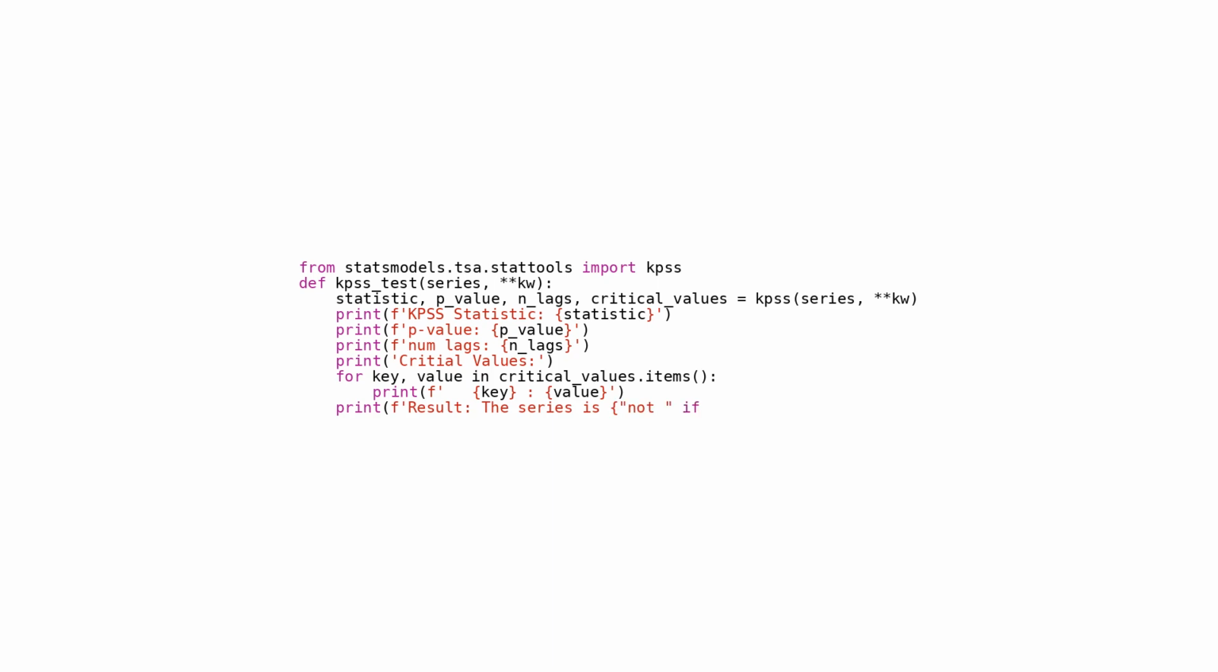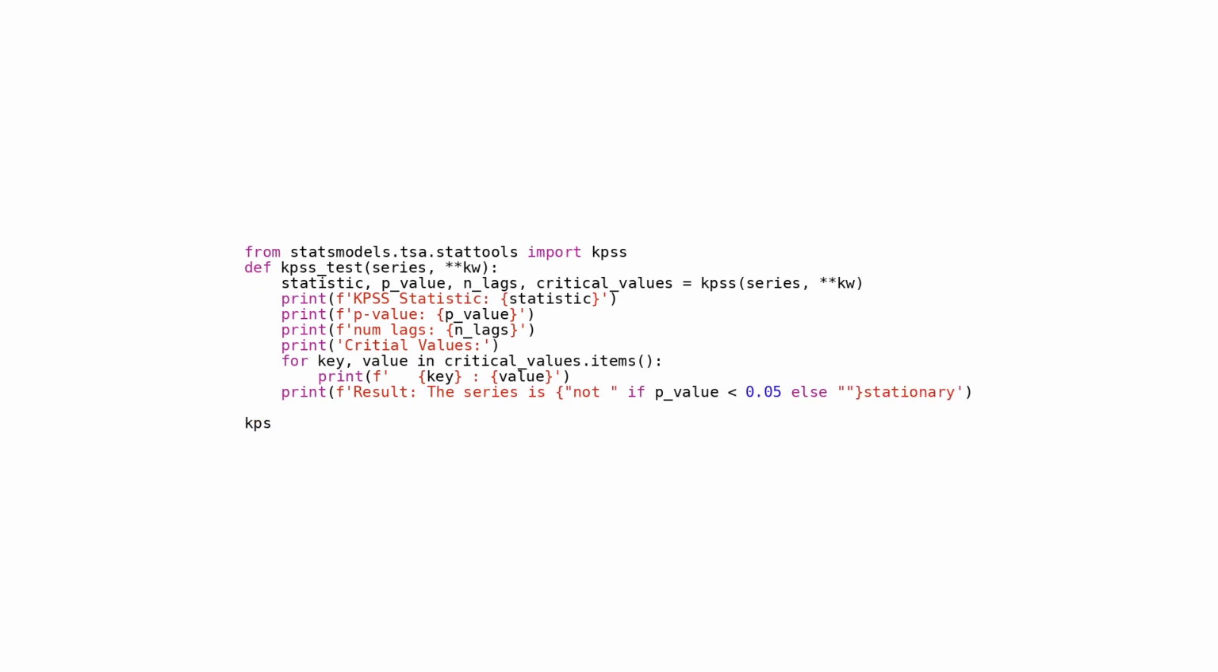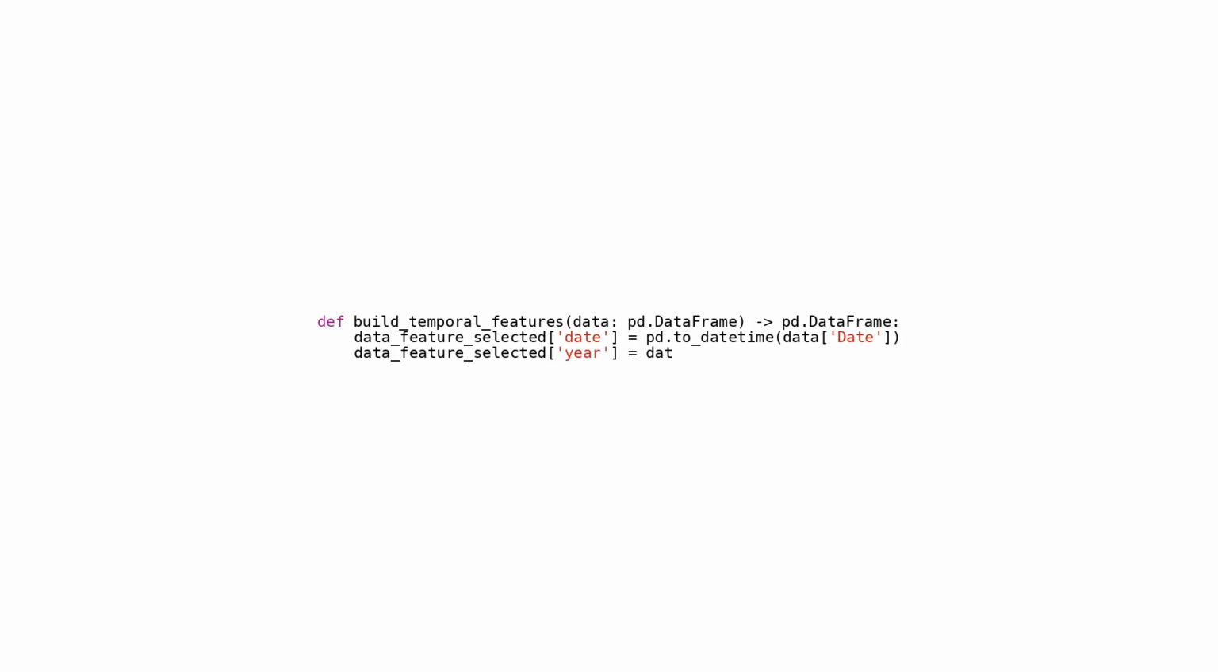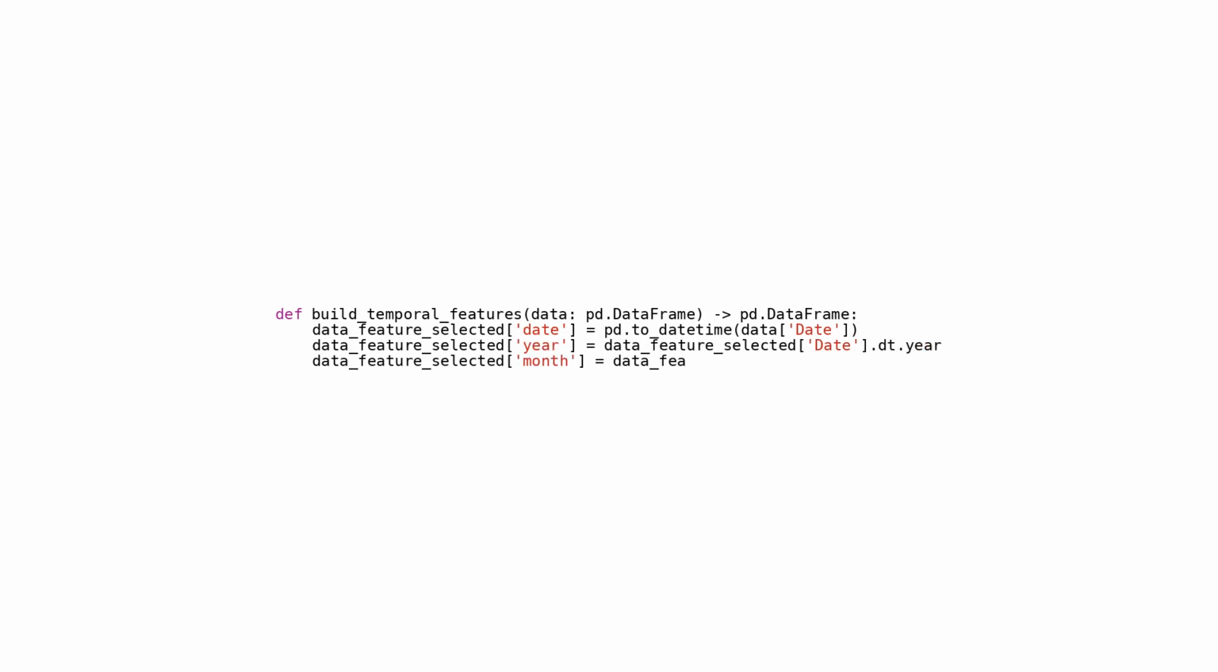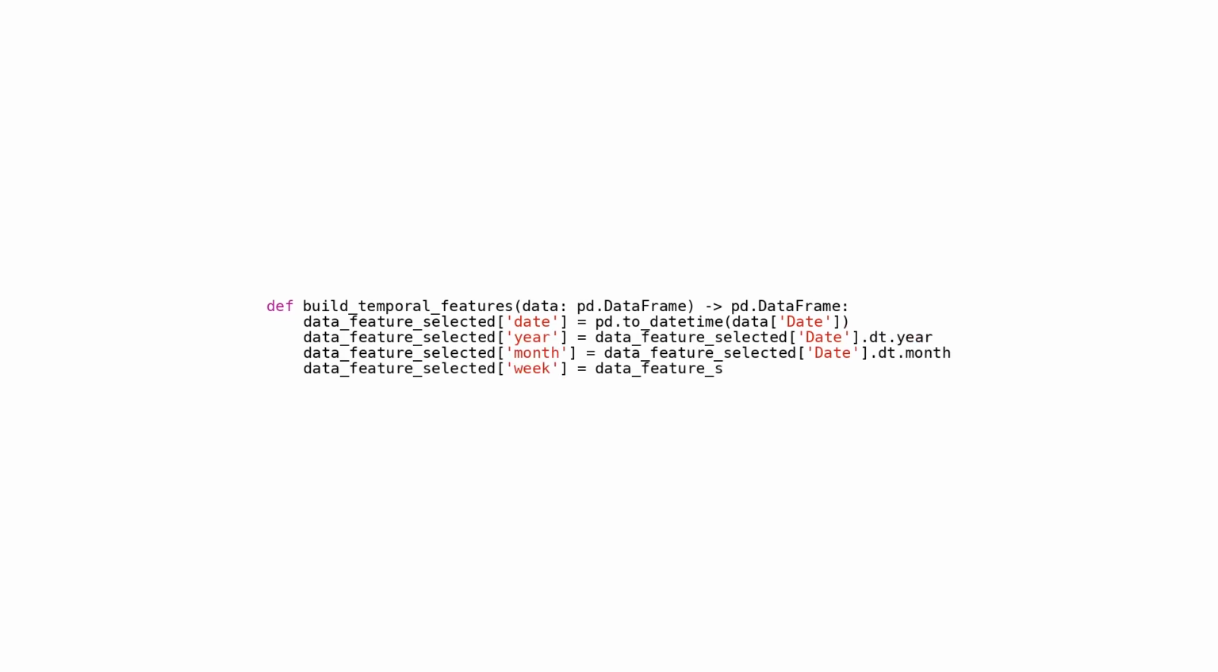A conclusion is provided based on the p-value, with a value below 0.5 indicating non-stationarity and a value equal to or greater than 0.5 suggesting stationarity. The provided code example assumes that the input is a univariate time series from a specific column in a data frame. This Python function, build temporal features, takes a pandas data frame as input and returns a modified version of the original with additional time-related features.